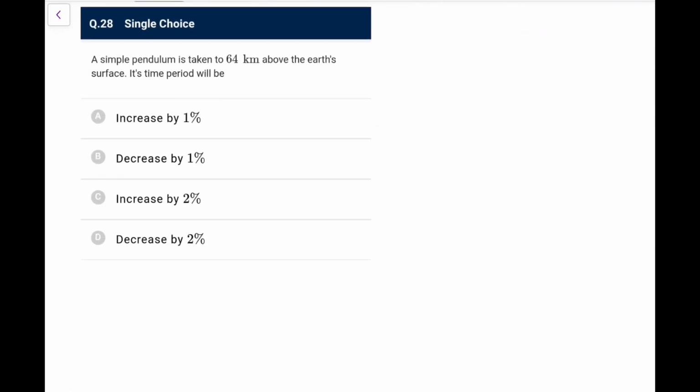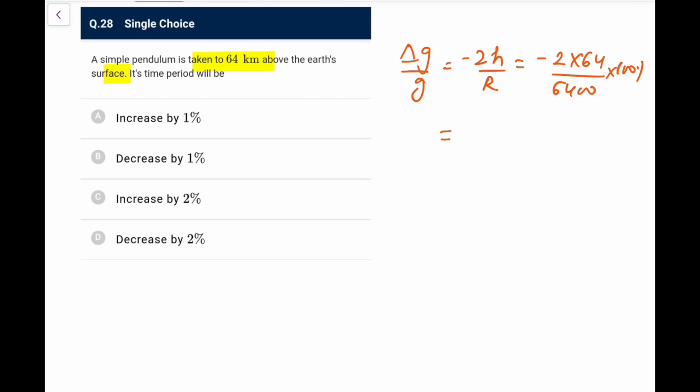Next, a simple pendulum is taken to 64 km above the earth's surface. 64 you can still regard as very small, so delta g by g I can write as minus 2h by R. So h is 64 km, and R is 6400. So in percentage terms it would be minus 2%. So g is decreased by 2%.